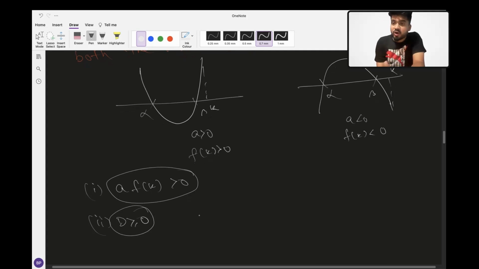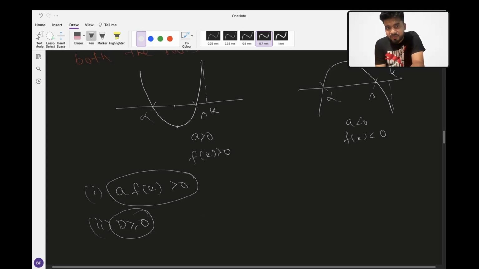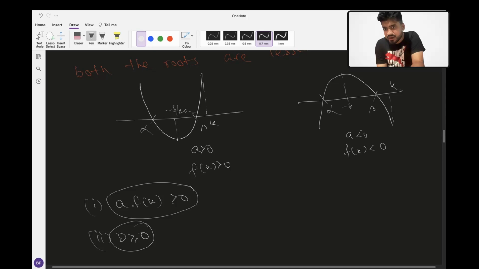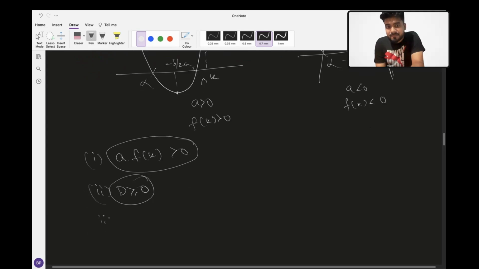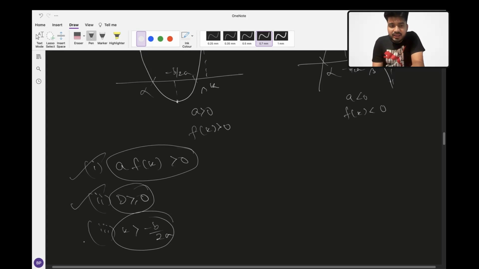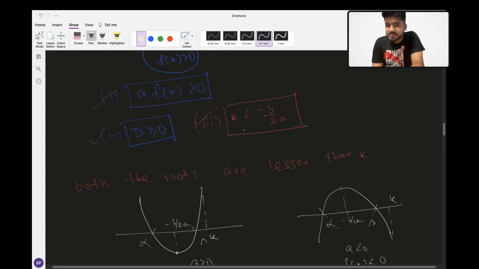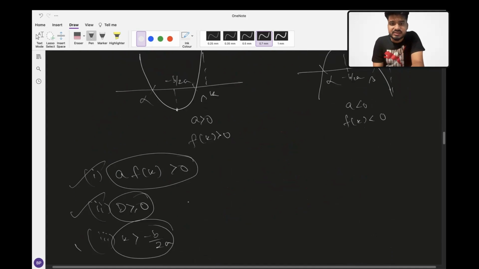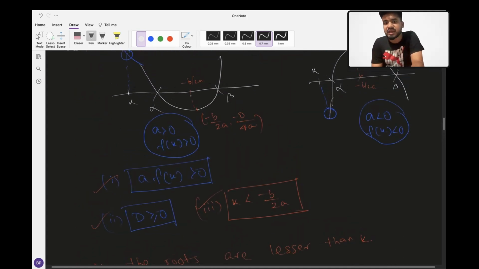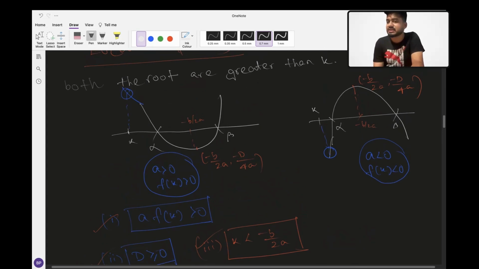And if we talk about the third condition, now it will be different. Here the minus b by 2a point is somewhere here, and here for this it is somewhere here. So here the value of k will be greater than minus b by 2a. Yes or no? So have you got all the three conditions? So only this point is different. If k is greater than minus b by 2a, we are getting this case. If k is less than minus b by 2a, we are getting this case. That means both the roots are greater than k. Okay.